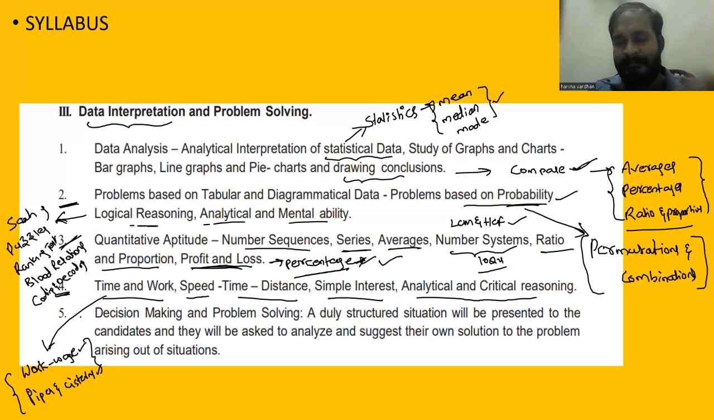Why? Because, students, we will discuss all the possible concepts. The only reason is the question paper is unpredictable. They may ask anything, so we should be ready to answer all the questions. That's the reason I am telling the concepts which were not mentioned in the syllabus also. Time and work means work and wages also come under it, and pipes and systems also come under it.